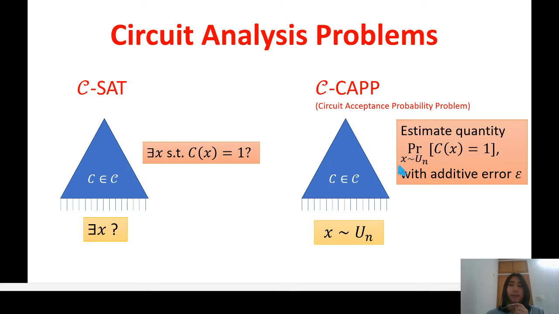Notice that this CAP is actually very easy if you have randomized algorithms. You can just pick a bunch of x and you output the empirical probability that C accepts your picked x. So the point of C-CAP is to design good deterministic algorithms, or in other words, this C-CAP is essentially a derandomization problem.